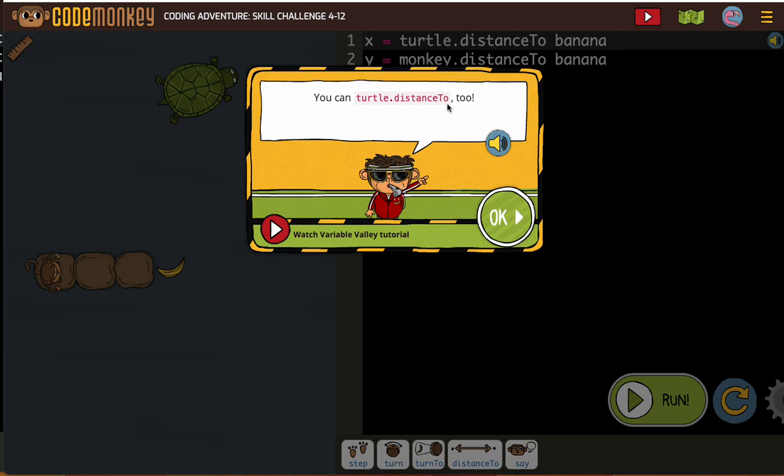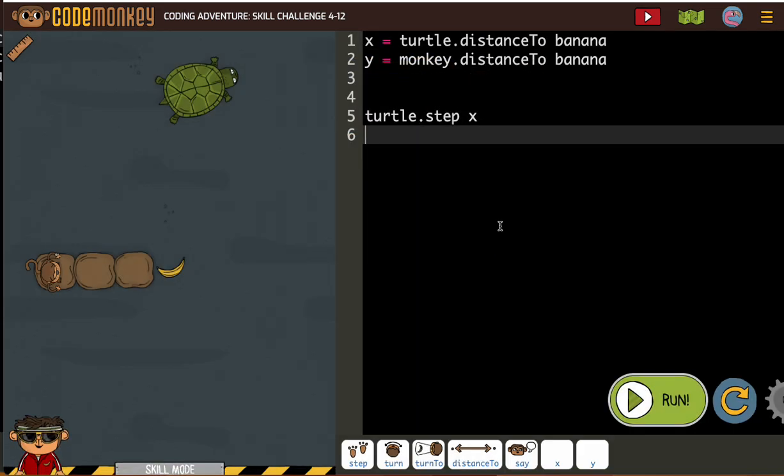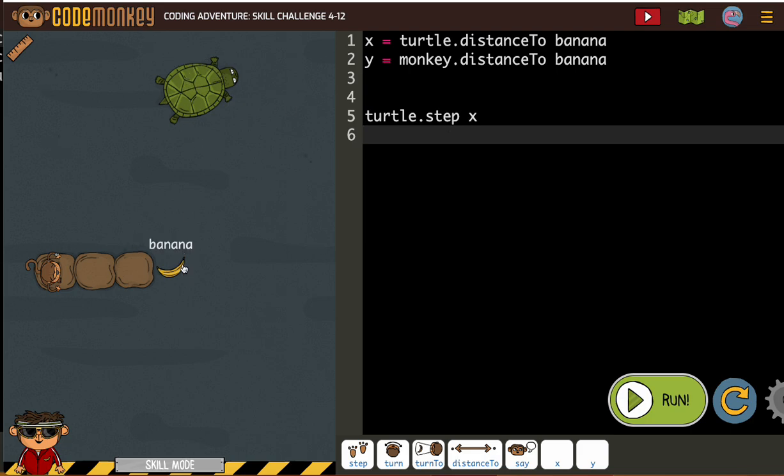All right, we can turtle distance to. So let's see. Y equals turtle distance to banana. Okay. Or X equals turtle distance to banana, and Y equals monkey distance to banana. So, turtle step X, which would be turtle distance to banana, and then monkey, which we don't really need to write monkey, but I'm gonna do it anyway. I guess the monkey needs to step Y, because the monkey needs to get to the banana.